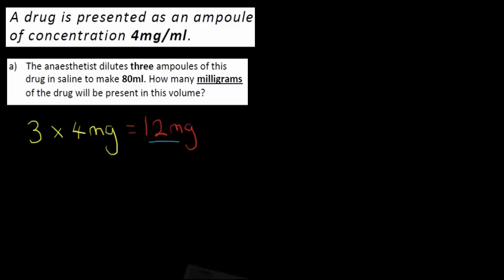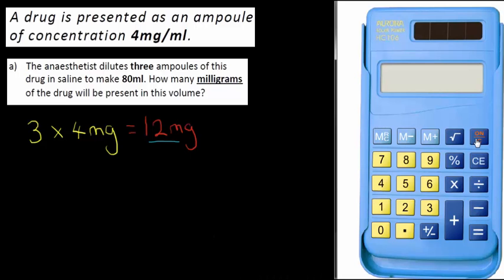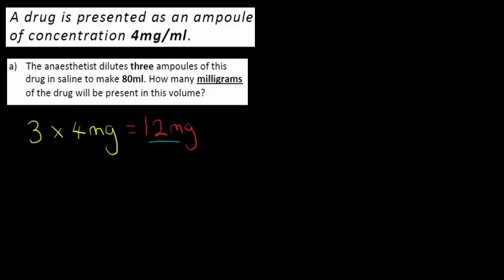Let me be lazy and check it with the calculator, because you never know, in the exam they may have more complex numbers. 3 times 4, it's 12. So we're happy with that. So part A was pretty straightforward.